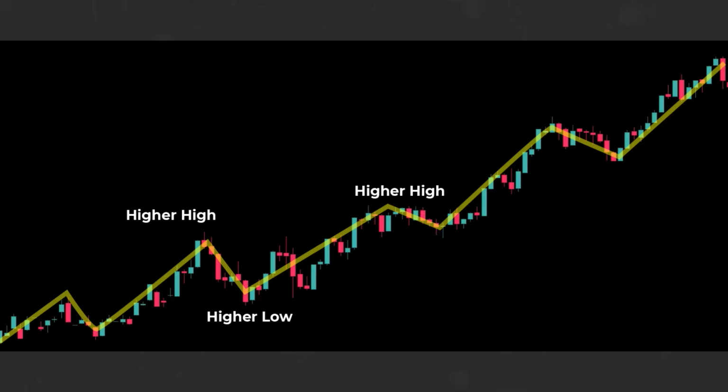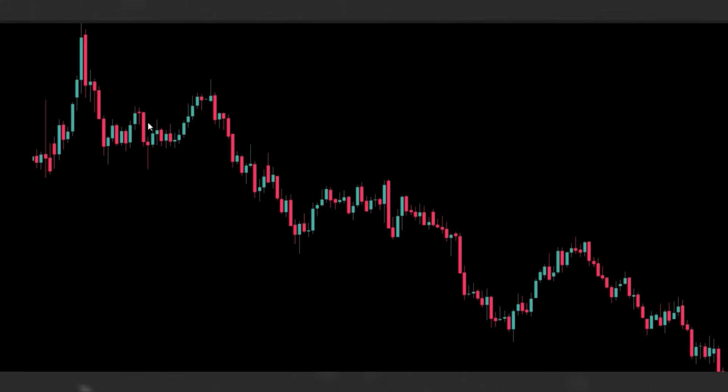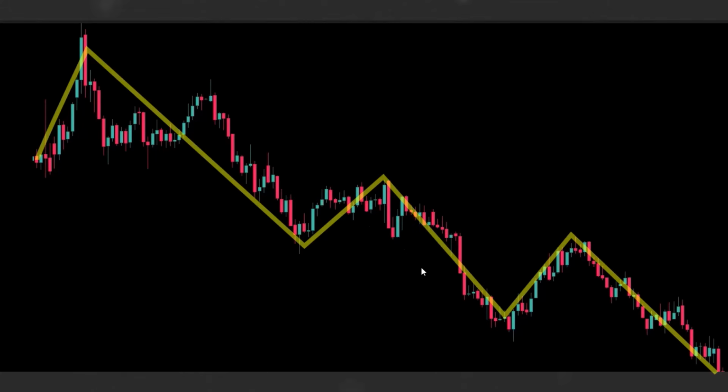Now let's flip the situation. In a downtrend, price usually forms a low, a small pullback into a lower high, then another drop into a lower low. So the structure becomes lower low, lower high, and lower low. This tells us clearly that sellers are in control. This concept, reading highs and lows, is the foundation of market structure.